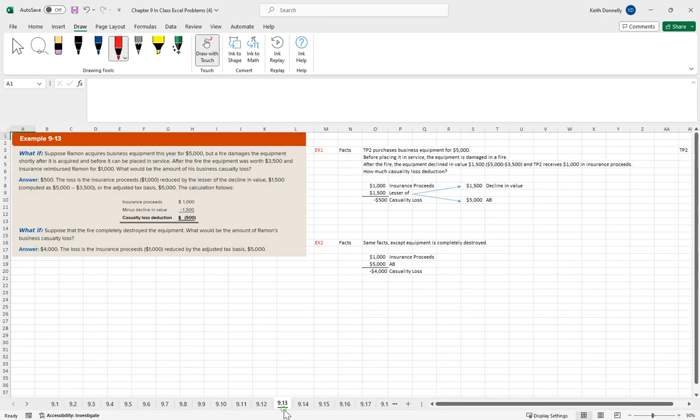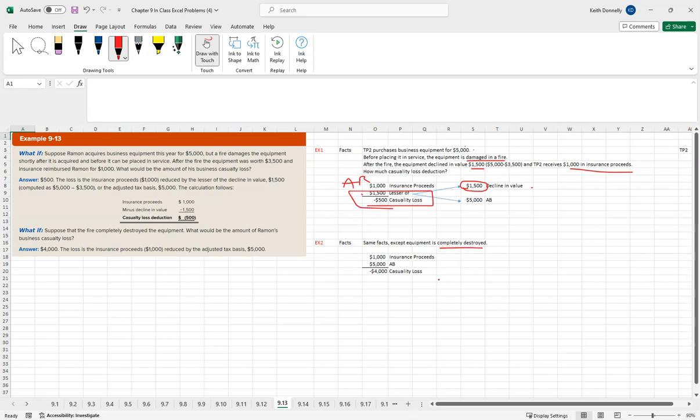Okay, so let's look at 9-13 to give that some numbers. Looks like we have business equipment. It was $5,000. We paid that in this case. It looks like before placing it in service, it's damaged in a fire. So it's damaged in this case. After the fire, it went down. It's now worth $1,500. And we get $1,000 in insurance proceeds. They want to know what is the loss deduction. So it's damaged but not destroyed. Our amount realized is the insurance proceeds, $1,000, minus the lesser of the decline in value, the $1,500, or our carrying value, $5,000. So the lesser of these is $1,500. There we go. Our casualty loss is $500.